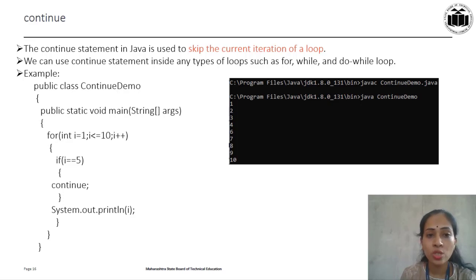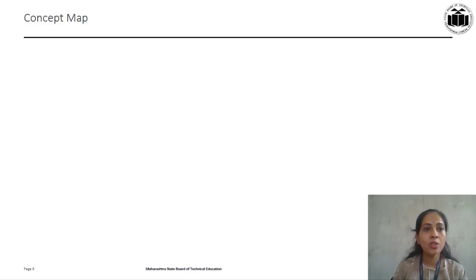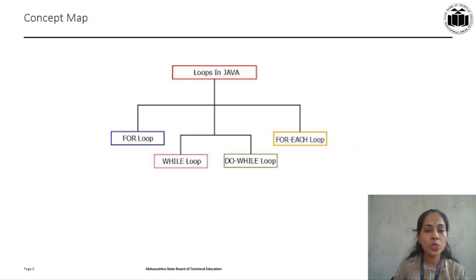It will use while, do while and for loop. So in this way you can use the decision making statements as per the requirement. But in Java, there are 4 kinds of looping statements: for loop, for each loop, while loop and do while loop. So here is the concept map which shows the types of loops in Java.